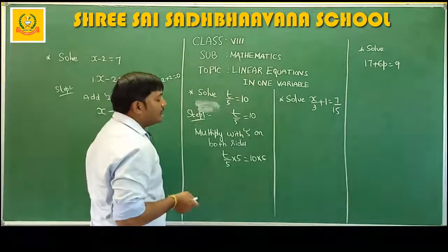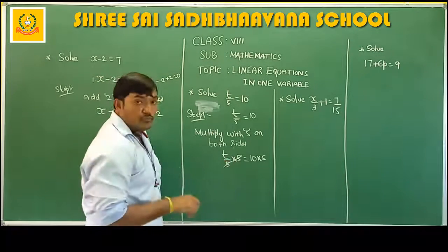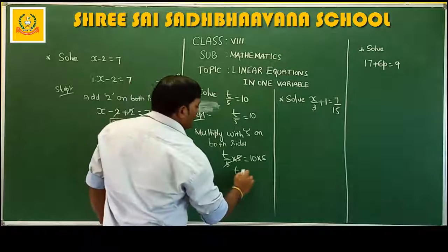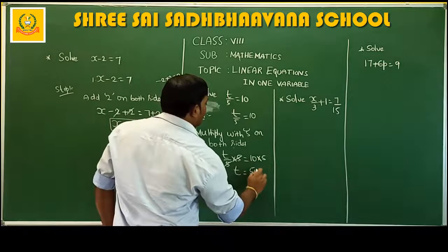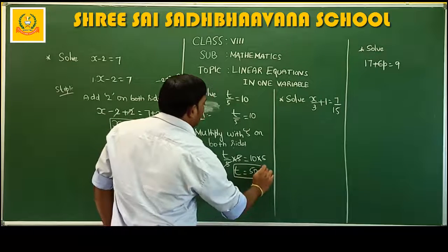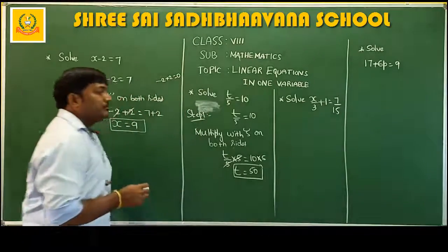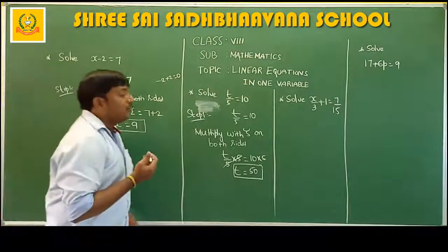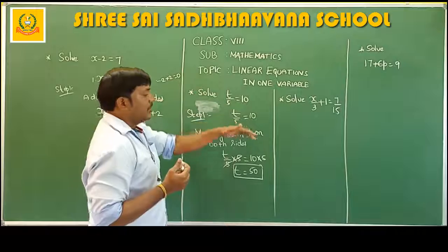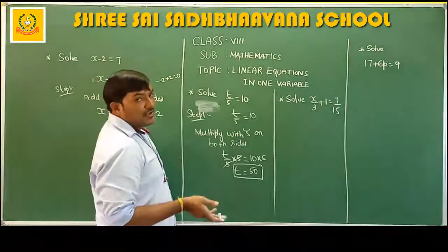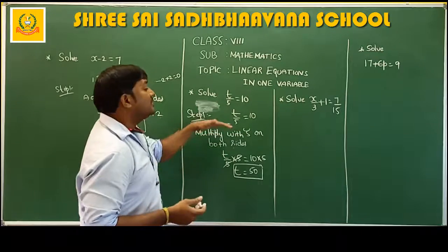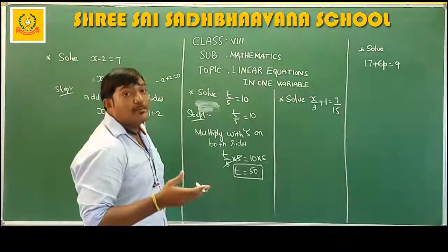So when you multiply with 5, what happens? 5 will get cancelled. You will be left with t, and 10 into 5 is 50. So the t value is 50. I hope you understood this. See what we did, we took t by 5 is equal to 10, and we just multiplied with 5 on both the sides.